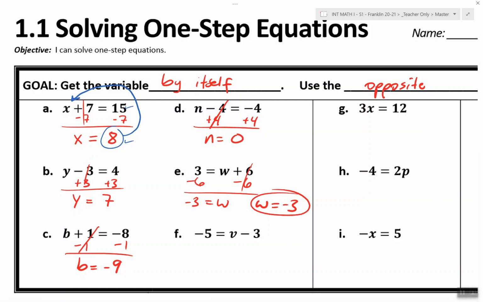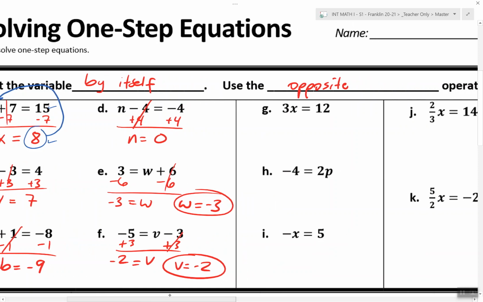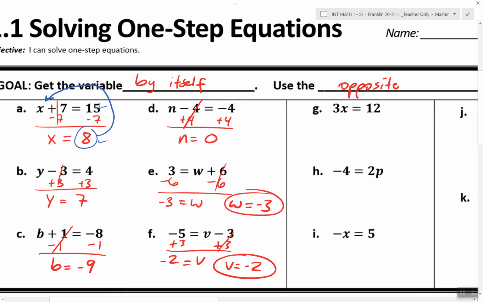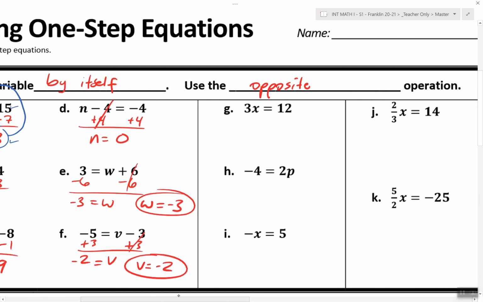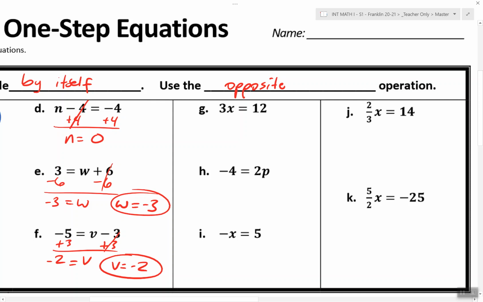Okay, v minus 3 here, so we're going to add 3. The 3's cancel, and v equals negative 2. And again, you can rewrite it so that the variable is on the left-hand side. Okay, so there are the addition-subtraction examples. Let's move on and do some multiplication.